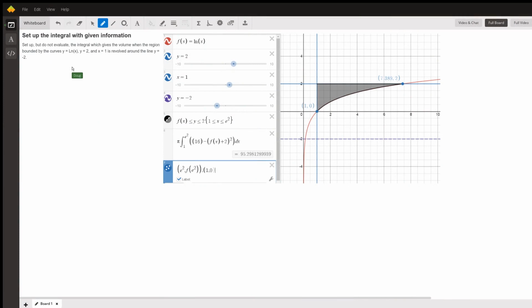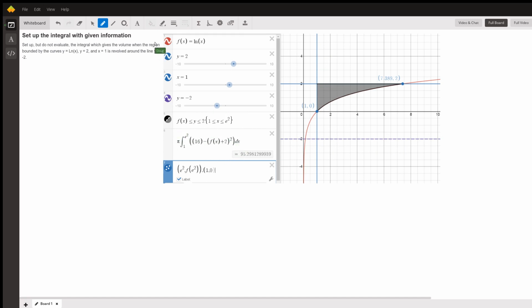That'll help us answer this question. f of x is the natural log of x, which is this red graph right here. y equals 2 is the horizontal blue line, x equals 1, and the purple line, y equals -2, is the axis of revolution. And here's the integral right here.